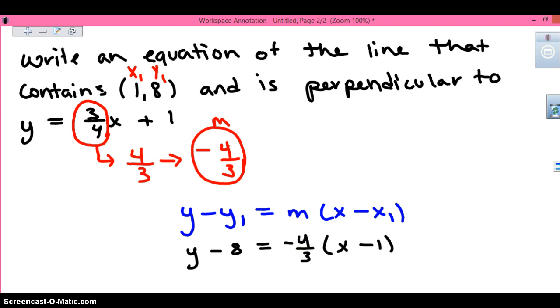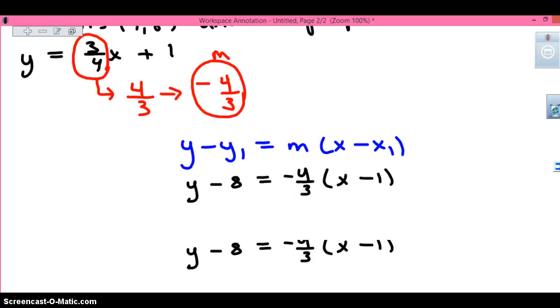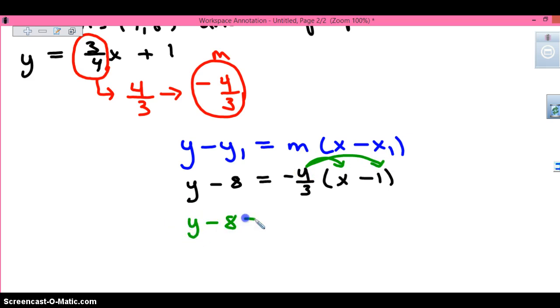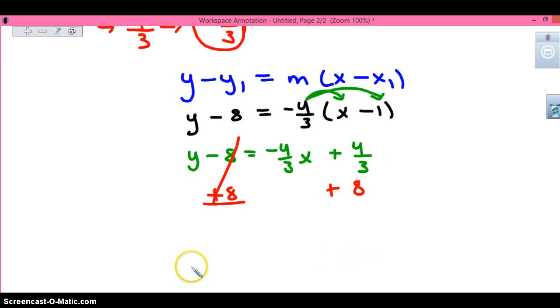We can change this to slope-intercept form, to start by distributing. So y - 8 = -4/3x + 4/3. Now we can add 8. What you do to one side, you do to the other. y = -4/3x + 9 1/3.